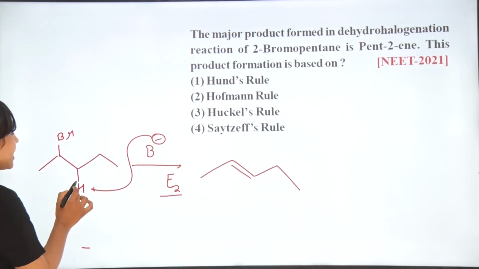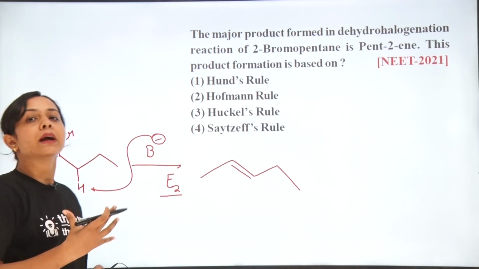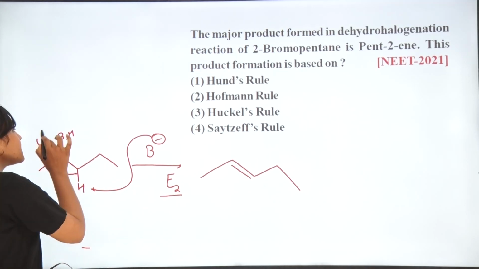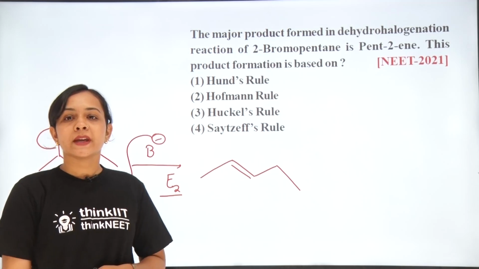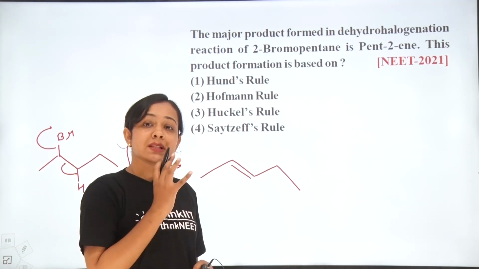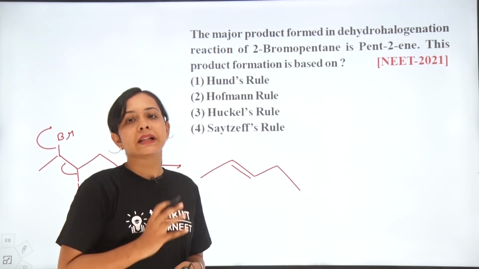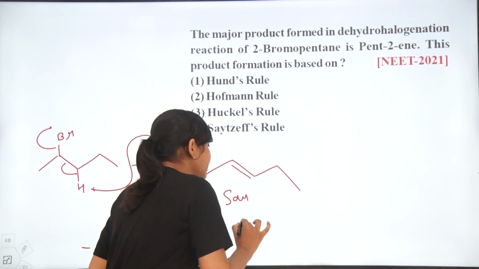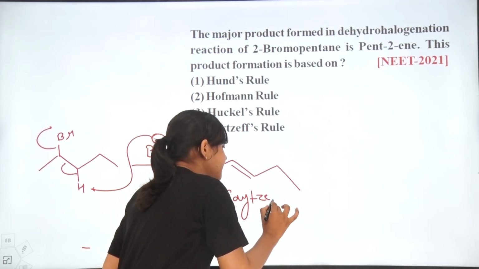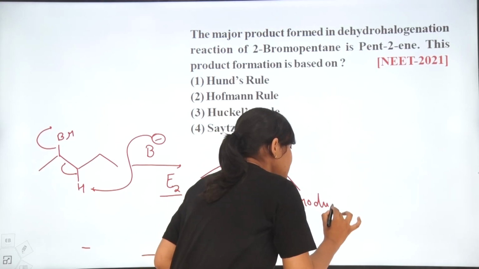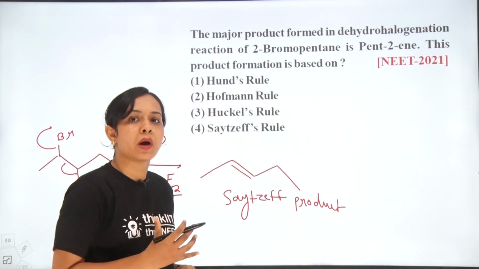It will trap the beta hydrogen from the more hindered carbon atom, and this bond will convert into the pi bond, and here this Br minus will leave. So finally we will get this alkene as the major product of the reaction because this is the more substituted alkene. This alkene is known as the Saytzeff alkene. So this is our Saytzeff product, and it will form in the major amount.